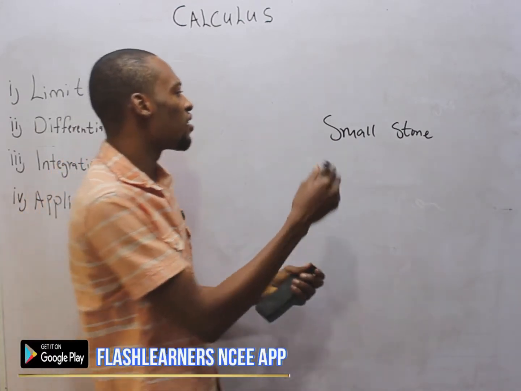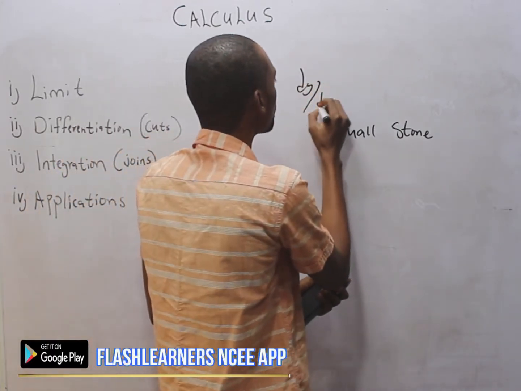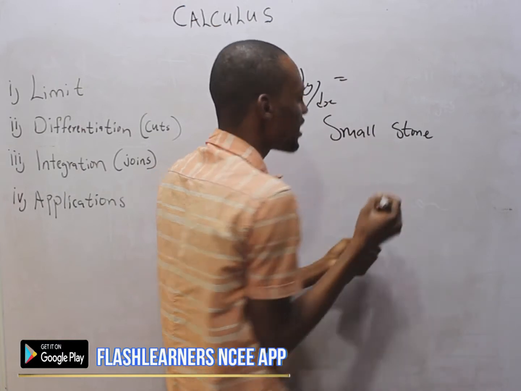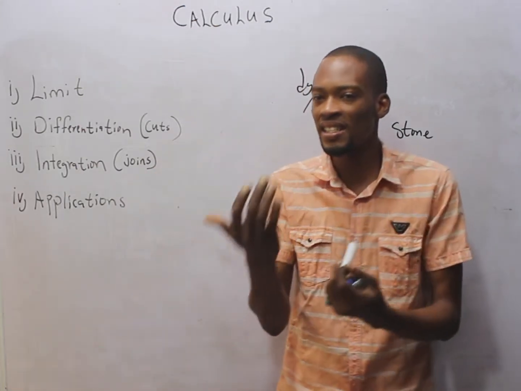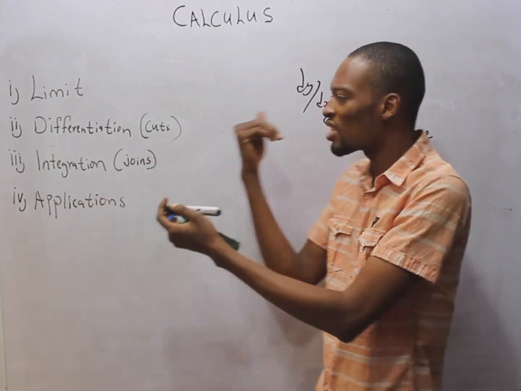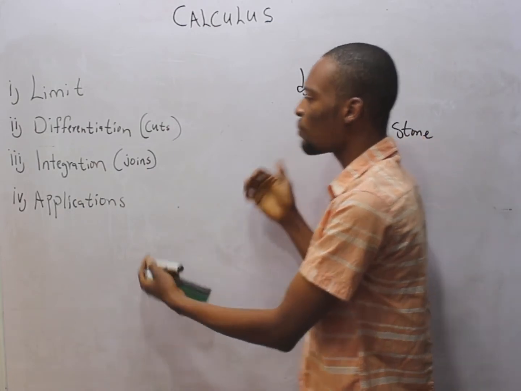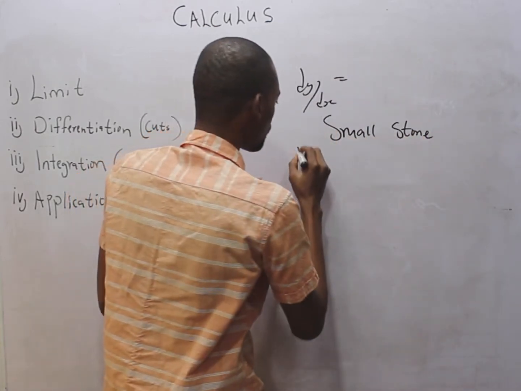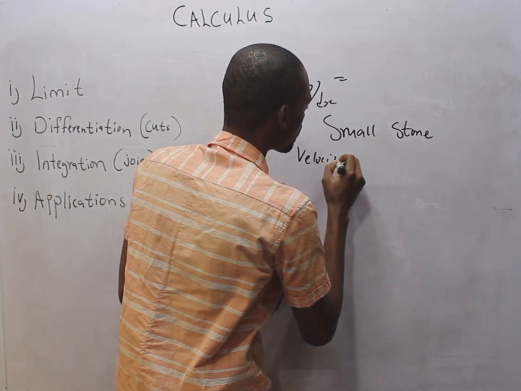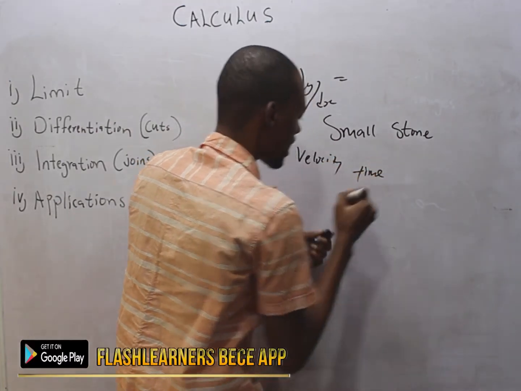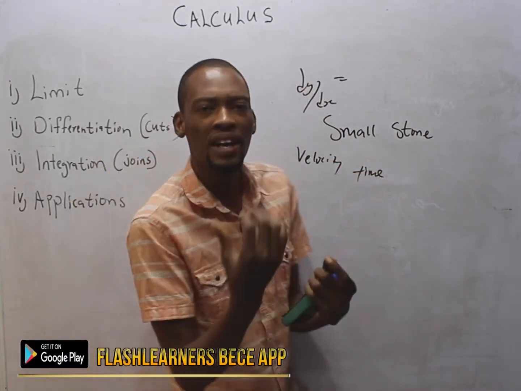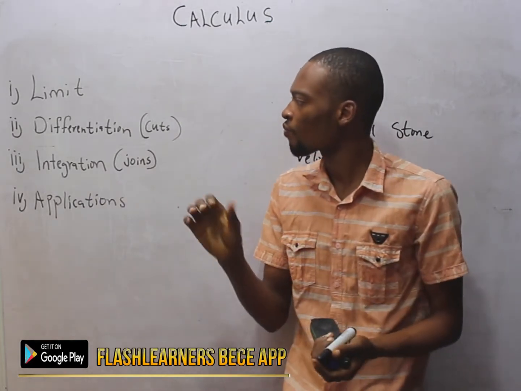It studies gradient, dy over ds, slope, change in y over change in s. How does this change with respect to that? For example, how does velocity change with respect to time? All these are covered under differentiation.